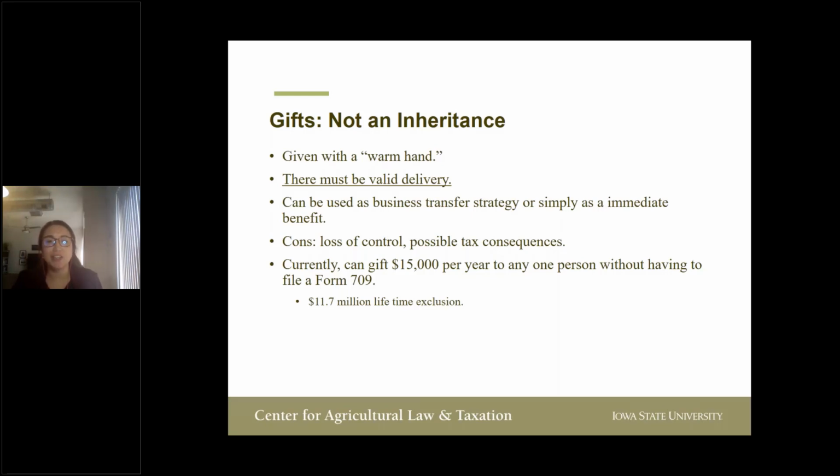So gifts can be used as a business transfer strategy to involve the next generation in a family farm operation. You can gift land or stocks or shares of a business to the next generation. So you can do it as a different type of transition or inheritance strategy, but a gift can also just be that, a gift, where you want to be involved in your friend's or family member's life now and not wait 40, 50 years down the road to help them out. So this is more of an immediate way to transfer assets.